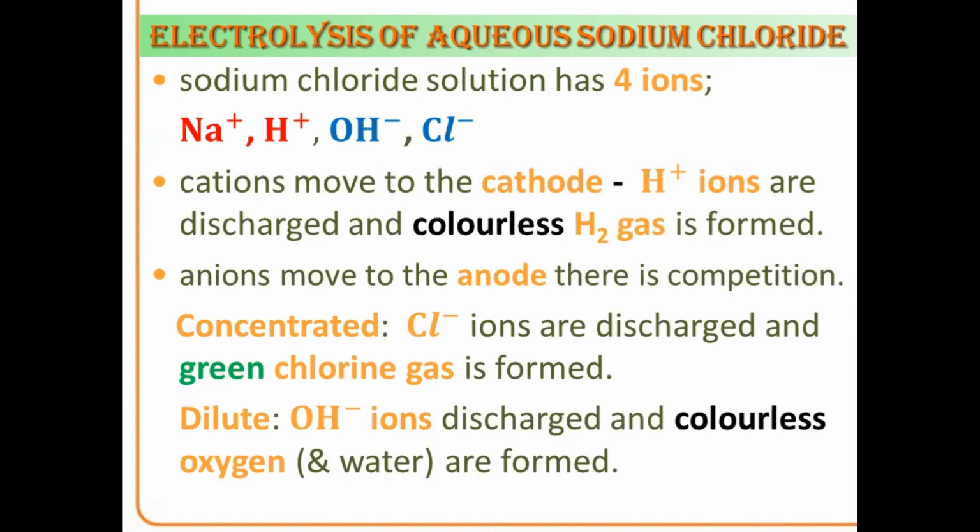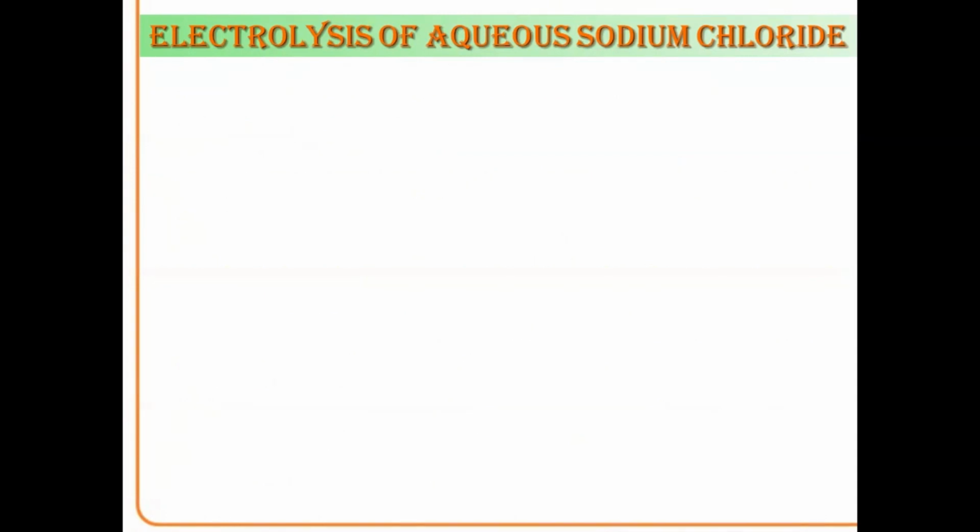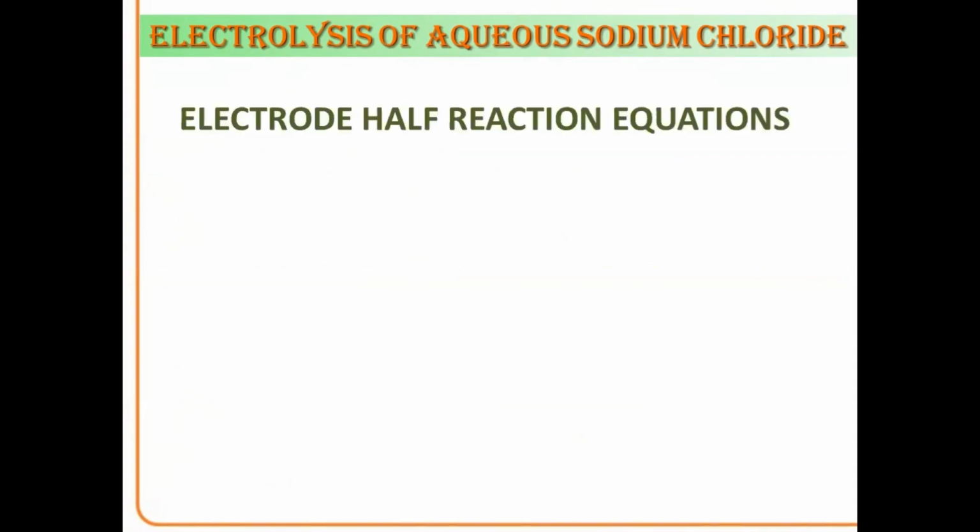Or when the solution is dilute, hydroxide ions are discharged and the colorless oxygen gas is formed. Like I've said before, we can have a mixture depending on how dilute the dilute sodium chloride solution is. Now let's look at the electrode reactions.